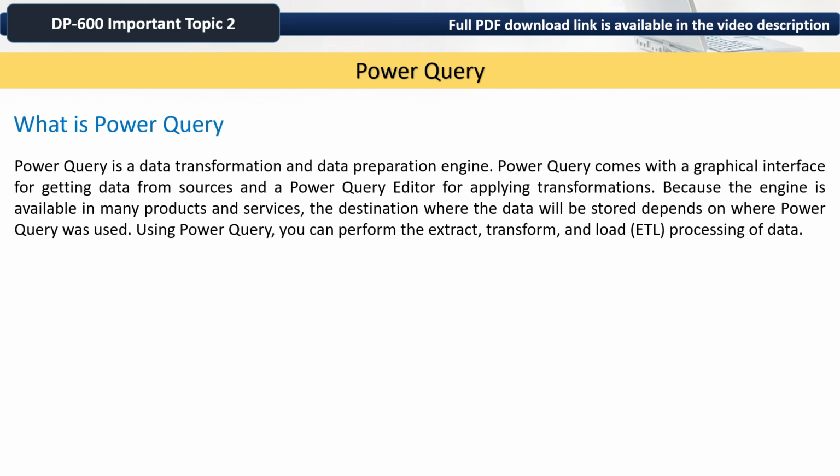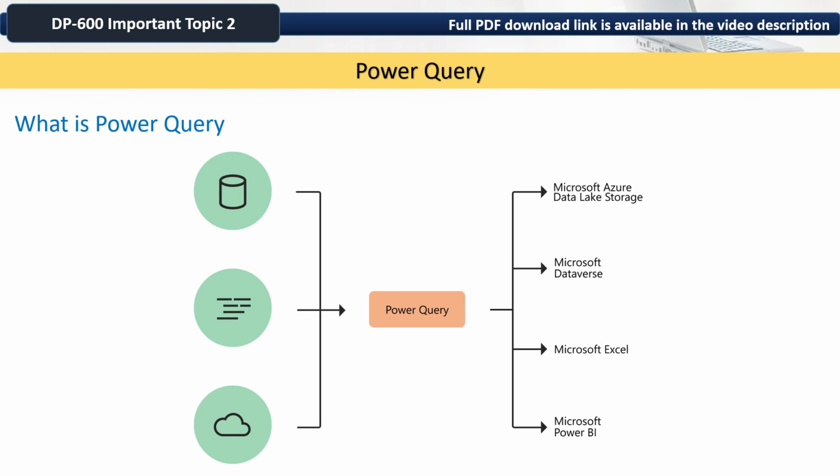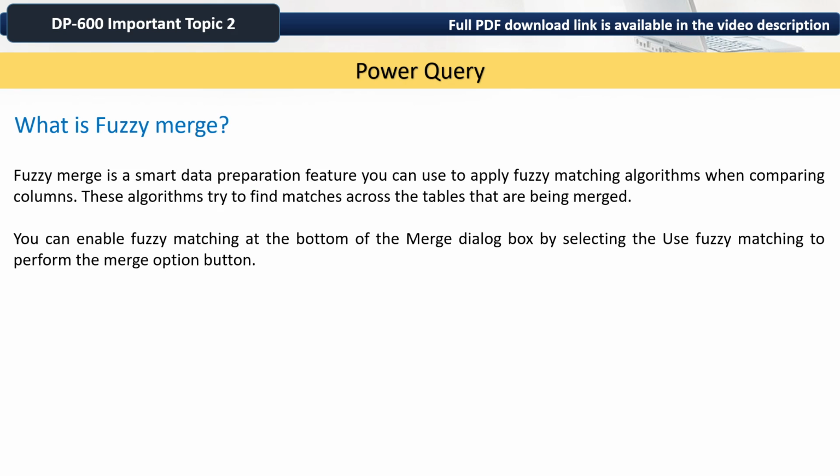Using Power Query, you can perform the ETL processing of data. Here you can see a simple diagram about Power Query that is then connected to services such as Data Lake Storage, Dataverse, Excel, and Power BI. Fuzzy merge is a smart data preparation feature you can use to apply fuzzy matching algorithms when comparing columns. These algorithms try to find matches across the tables that are being merged. You can enable fuzzy matching at the bottom of the merge dialog box by selecting the Use Fuzzy Matching to perform the merge option button.